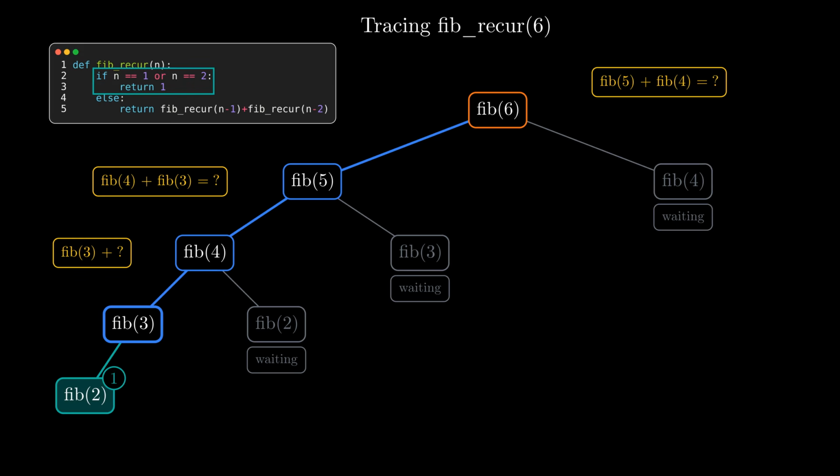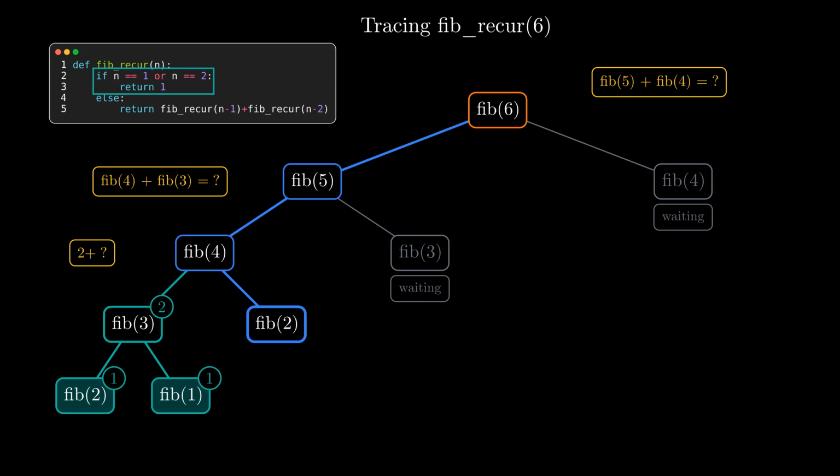Fibonacci of 3 now has its first half, and it adds it to Fibonacci of 1, that is 3 minus 2, another base case, which also returns 1 immediately. 1 plus 1 is 2, so Fibonacci of 3 returns 2 up the chain. Now Fibonacci of 4 has its first half. Fibonacci of 3 came out to 2.